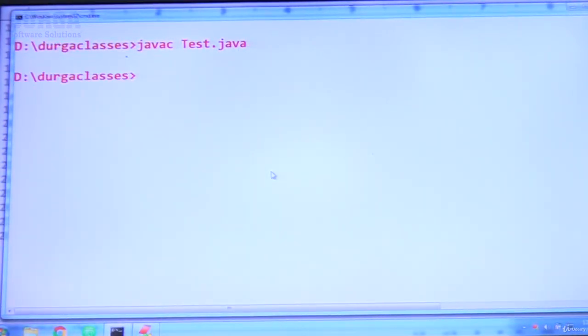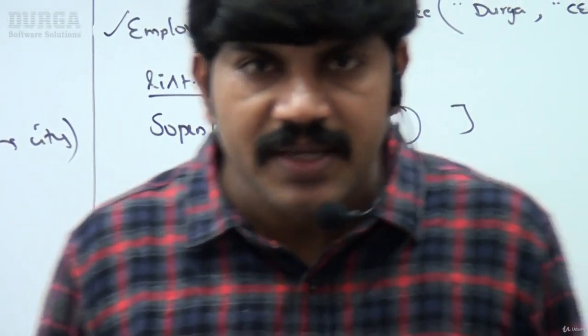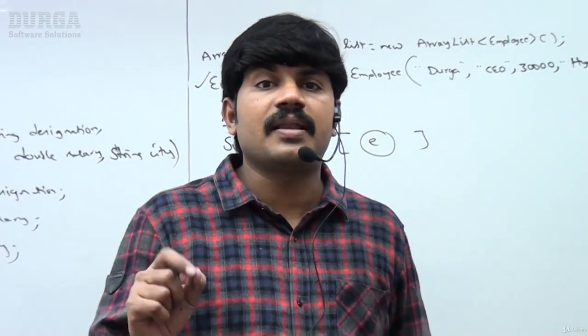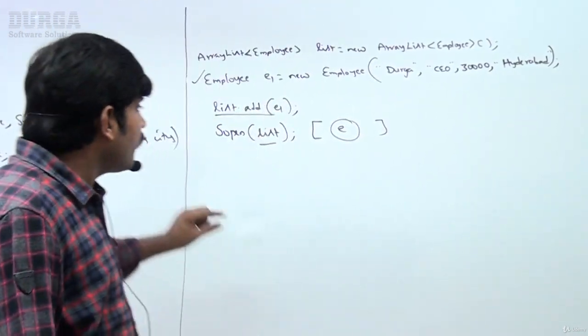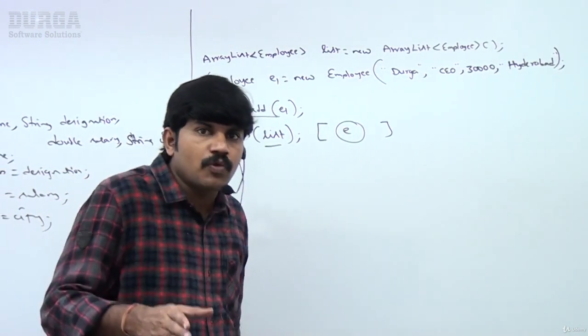By default you are going to get this output. The output is, within square brackets, Employee at the rate and so on. Sir, why is this Greek and Latin coming? Are you able to understand why this Greek and Latin is coming? The reason is, sir, whenever we are printing an employee object, you didn't override the toString method.